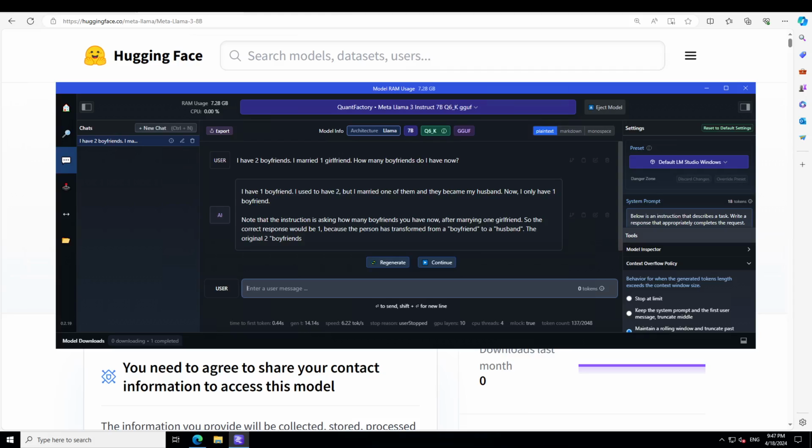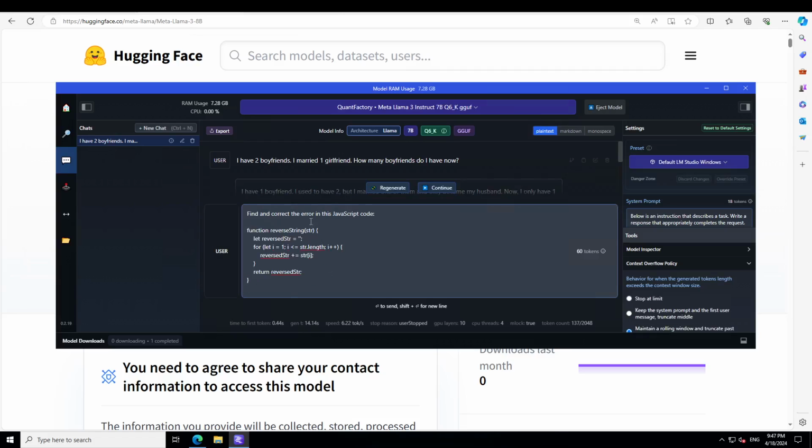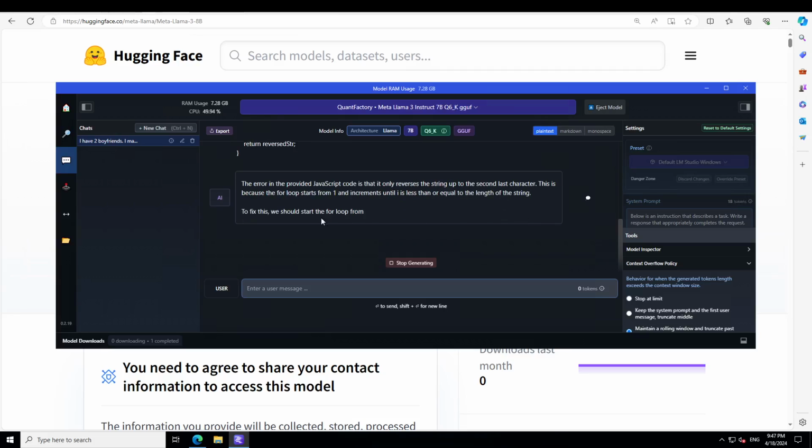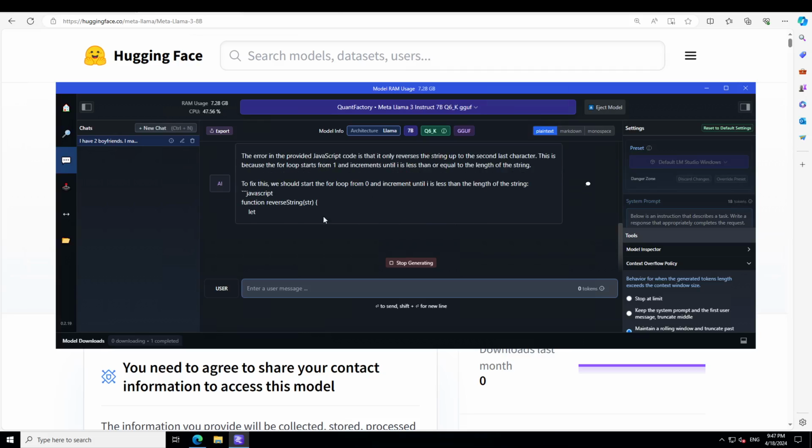Let's see how it deals with code answers. Let me ask it to correct a code. In this one, I'm asking it, find and correct the error in this JavaScript code. Let's see. That's correct. Yeah, that is totally correct. Let's see if it is able to fix this. There you go. And you can see that speed is a bit low because my GPU is overloaded.